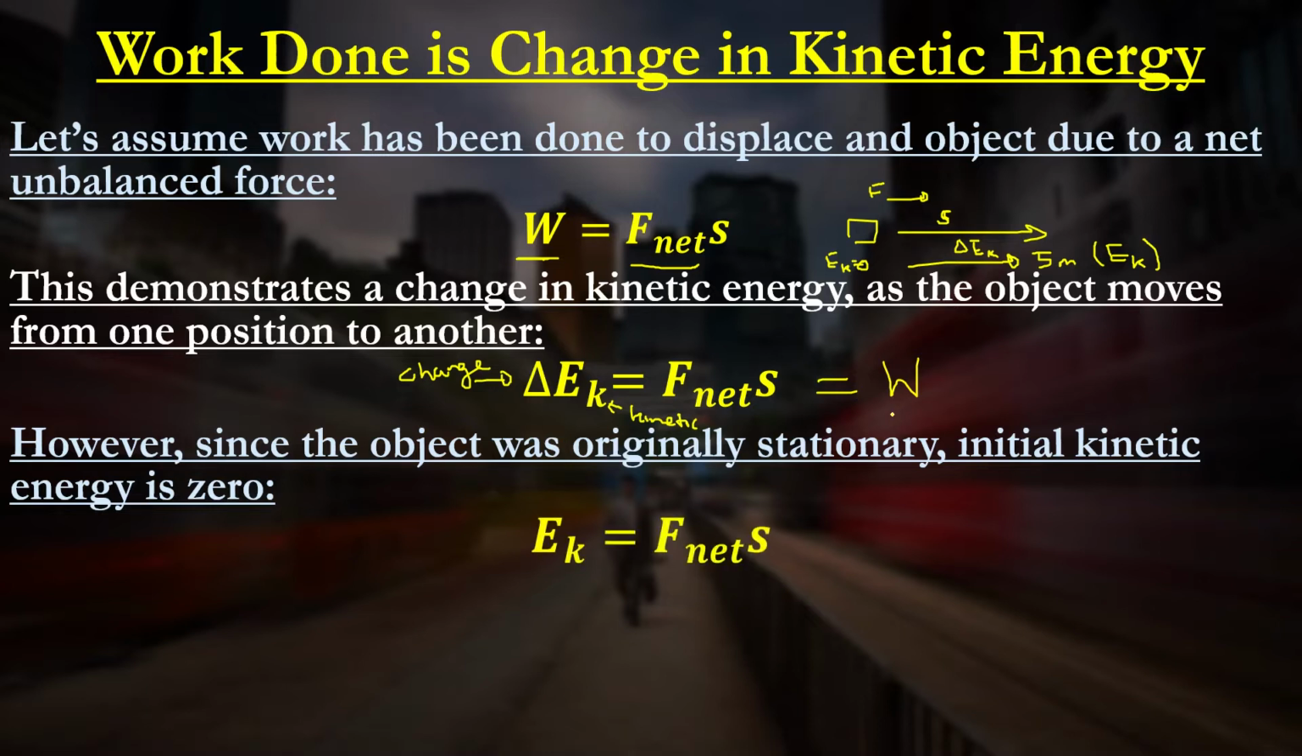So I can rewrite it like so. Okay? So I can just say if my object was originally stationary, then I can get rid of delta and I can just say the total kinetic energy of an object that was originally stationary and then began to move is given by this formula here.